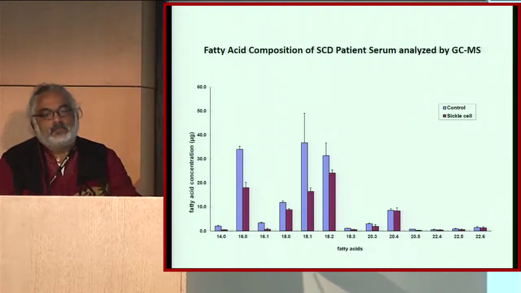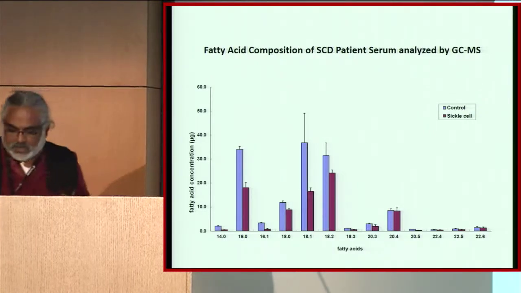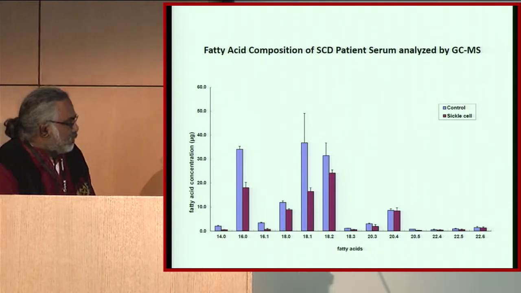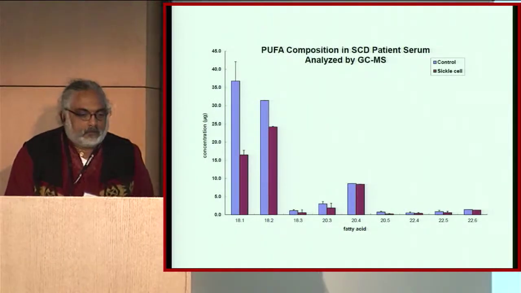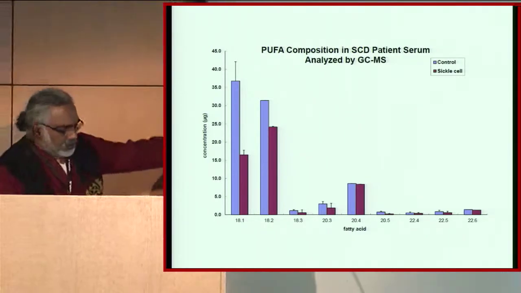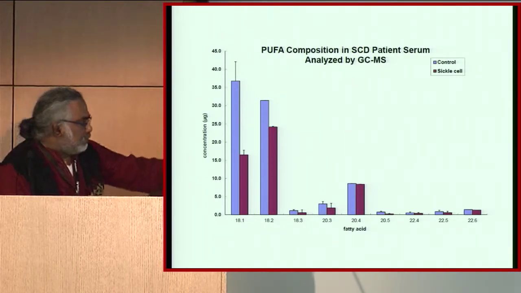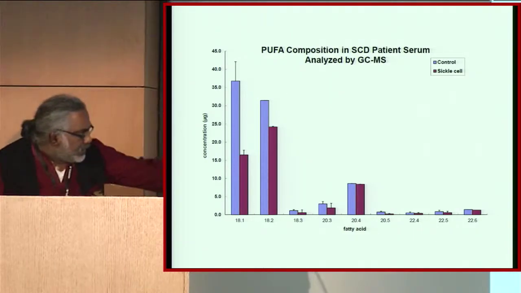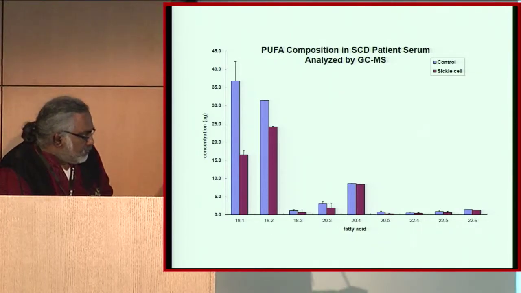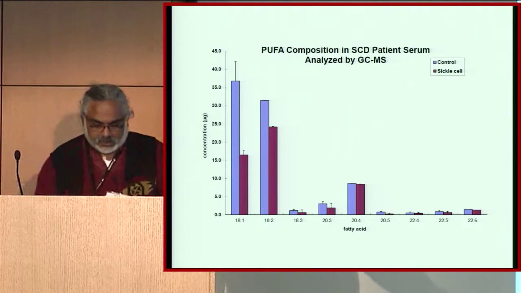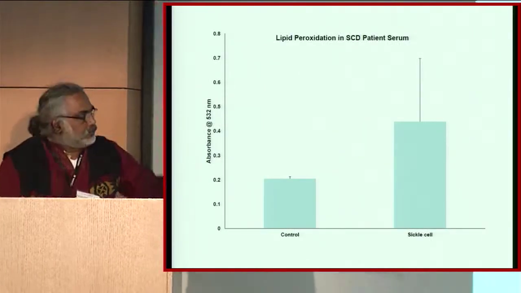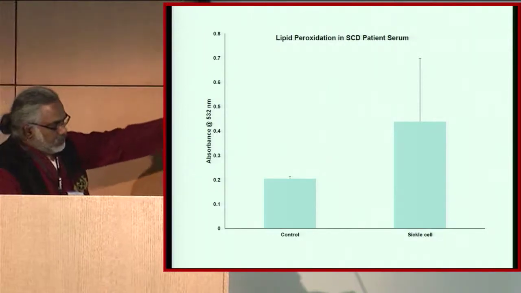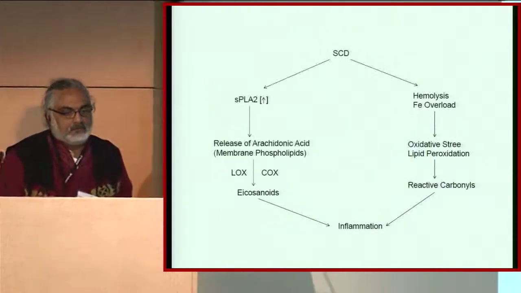The fatty acid composition also changes. Some of the unsaturates like 18:2 and 18:1 are far down in the sickle cell patients. The polyunsaturated fatty acid levels are also down. 18:1 and 18:2 are down, and 20:3 is down, and especially the 20:5, eicosapentaenoic acid, is also down. The lipid peroxidation, this is not a surprise, is also up in these patients.